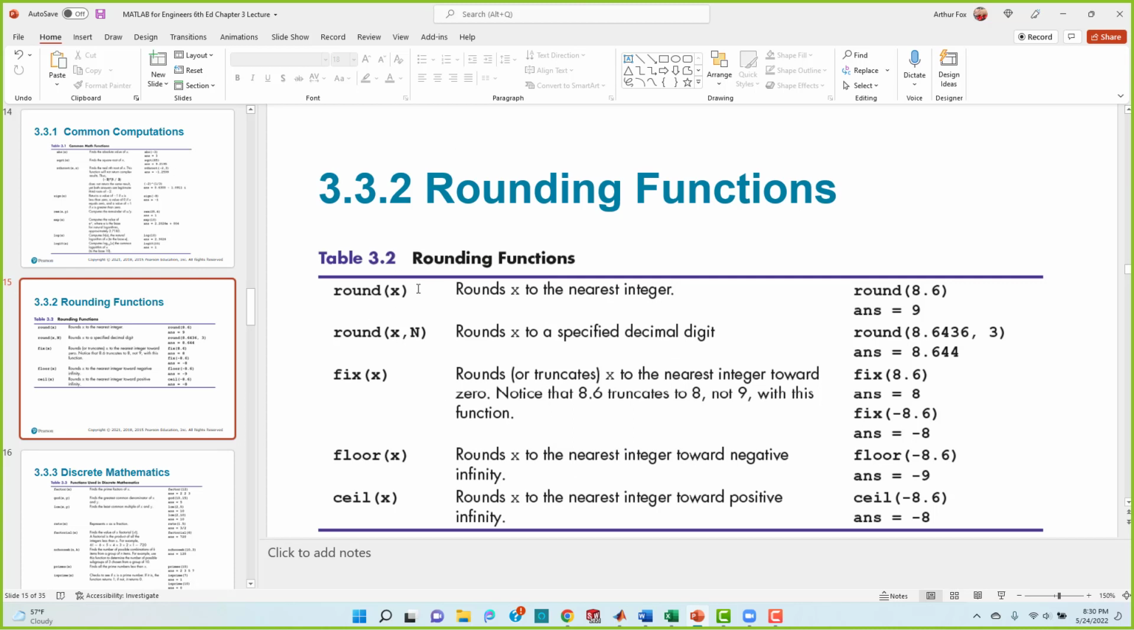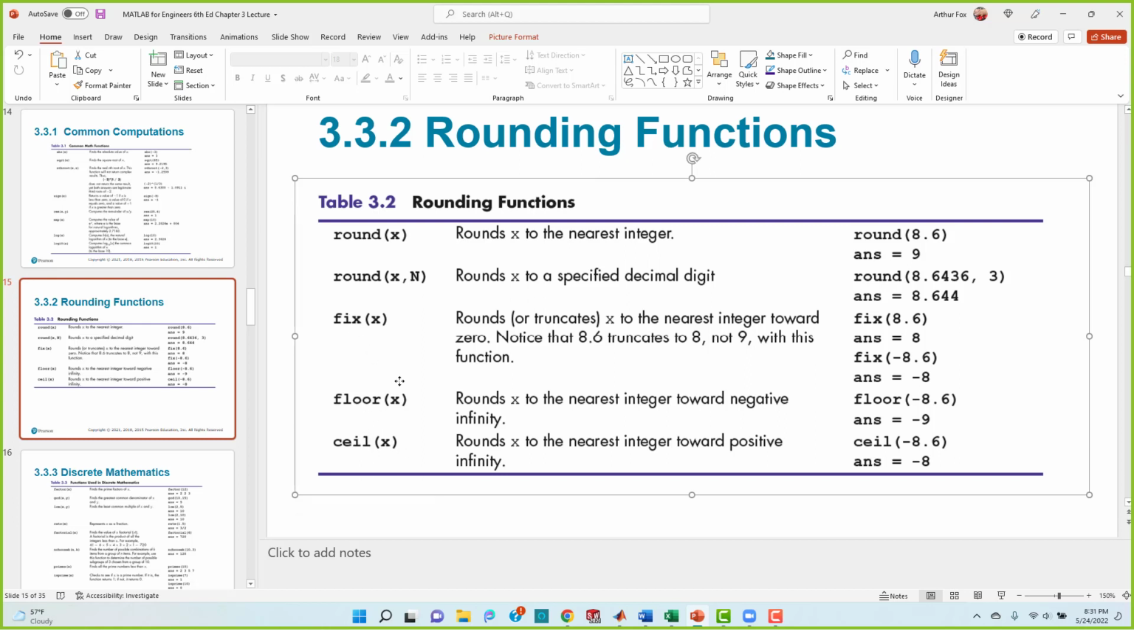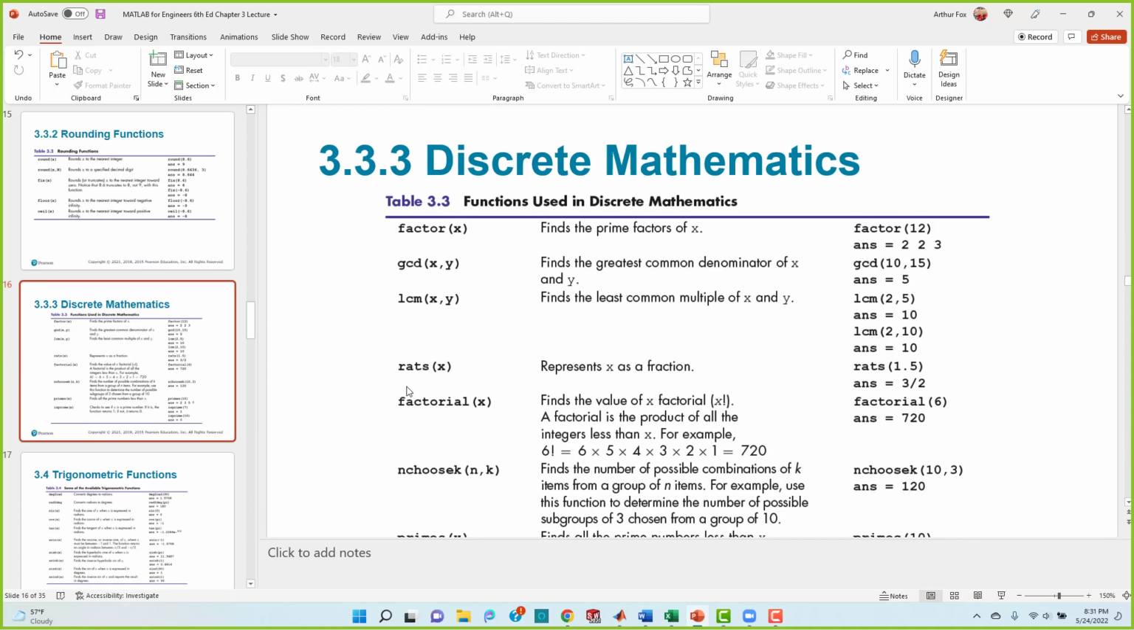You get the round, which rounds to the nearest integer. Then this one will tell you the nearest specified decimal digit. Fix rounds to the nearest integer towards 0. Floor goes toward negative infinity, and ceiling goes up. I've used ceiling a lot, floor occasionally. I don't think I've ever used fixed or fix.